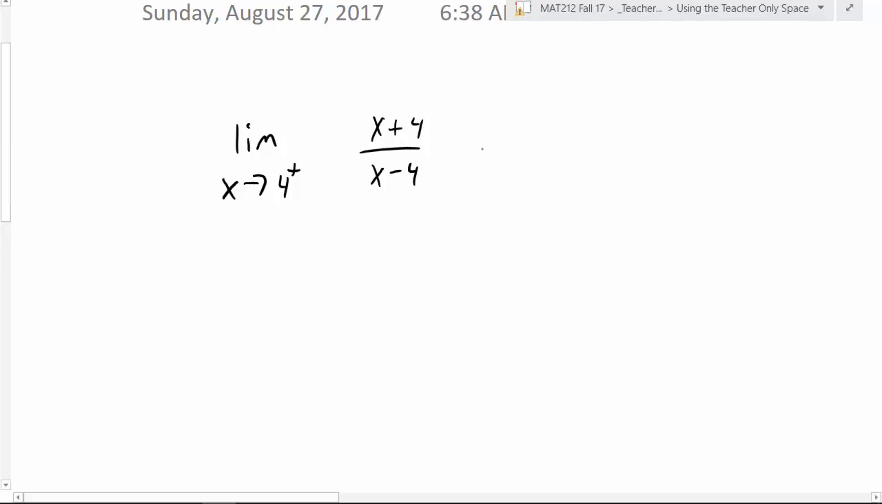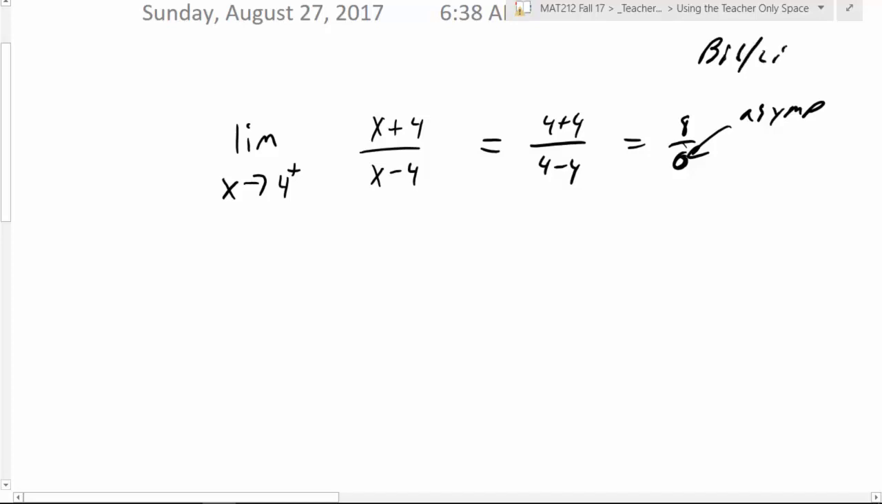Step 1, just like always, before you even jump into big little logic, you're going to throw in the number 4 and say, all right, this would be 4 plus 4 over 4 minus 4. And you recognize that this is 8 over 0. Because it's dividing by 0, it's not 0 over 0. Therefore, it is not a removable discontinuity. It is not a hole. This is an asymptote, right? And because this is an asymptote, we are going to use big little.